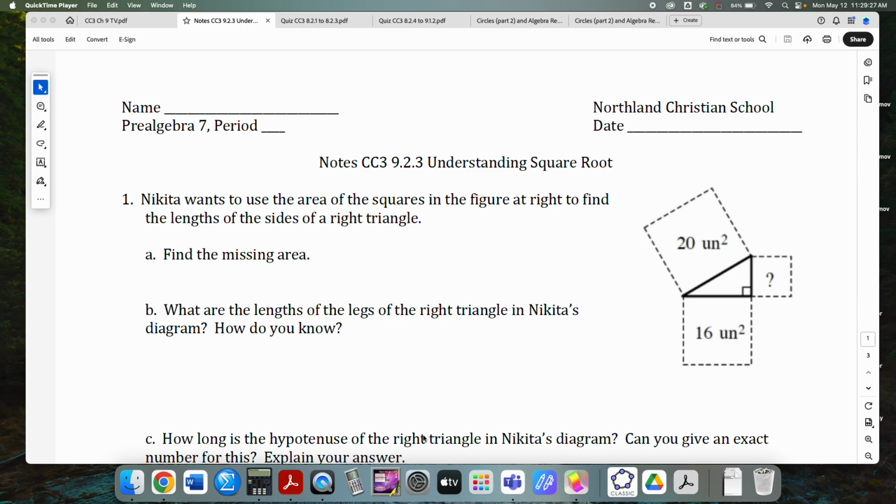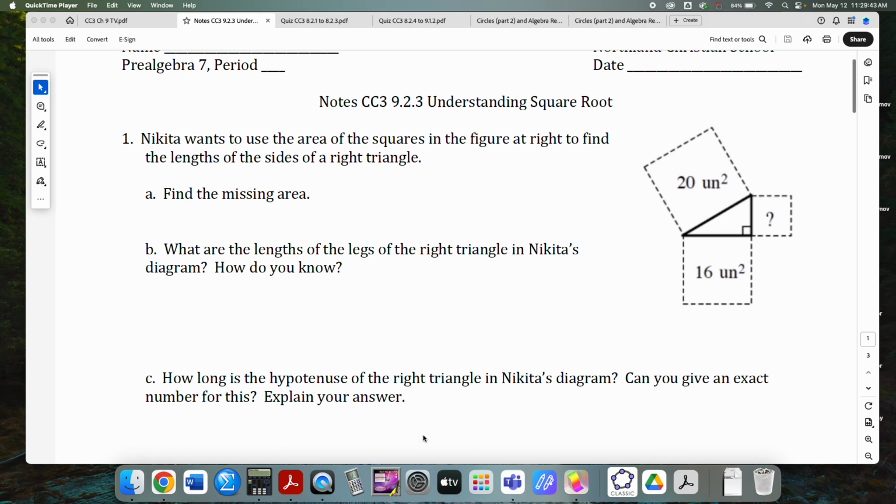All right. So today we're going to talk about understanding square root. I know you understand some things about square root. I apologize if any of this feels kind of babyish for you because you've known it for a long time, but I want to make sure we cover all the bases.